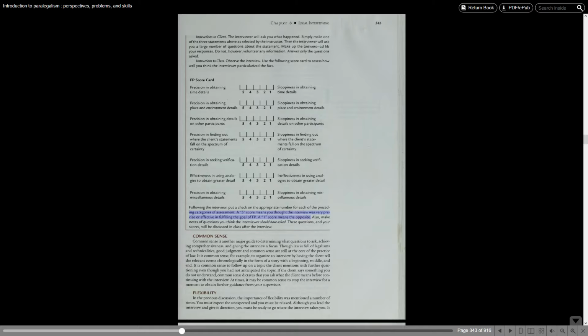A 1 score means the opposite. Also make notes of questions you think the interviewer should have asked. These questions and your scores will be discussed in class after the interview.